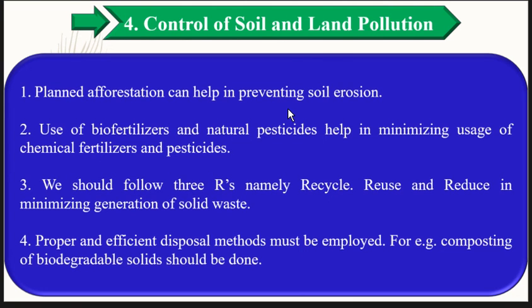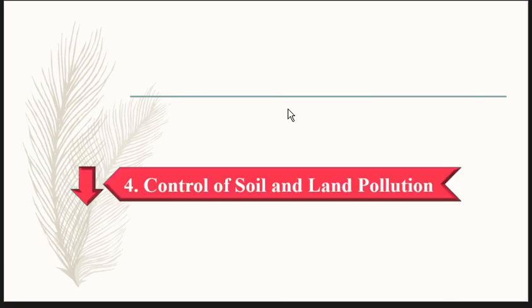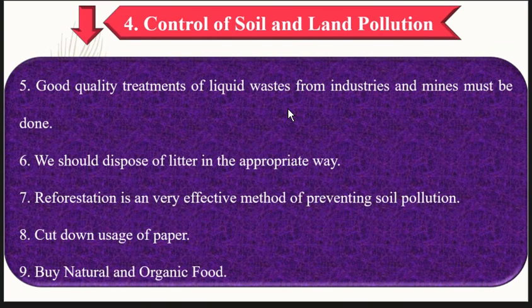Next is proper and efficient disposal methods must be employed. For example, composting of biodegradable solids should be done. Then next remedy to control soil and land pollution is good quality treatment of liquid waste from industries and mines must be done. Then we should dispose of litter in the appropriate way.